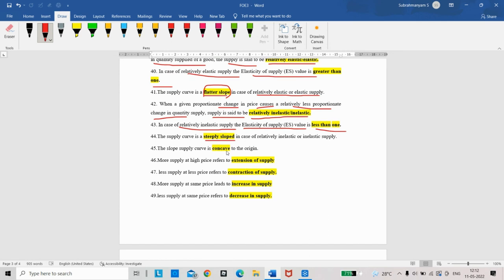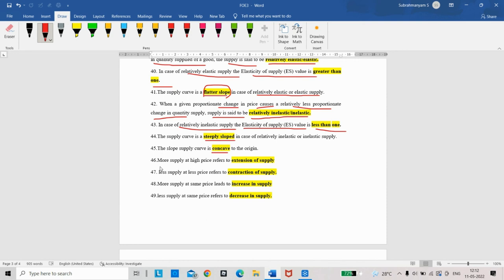The slope of the supply curve is steep, concave to the origin.